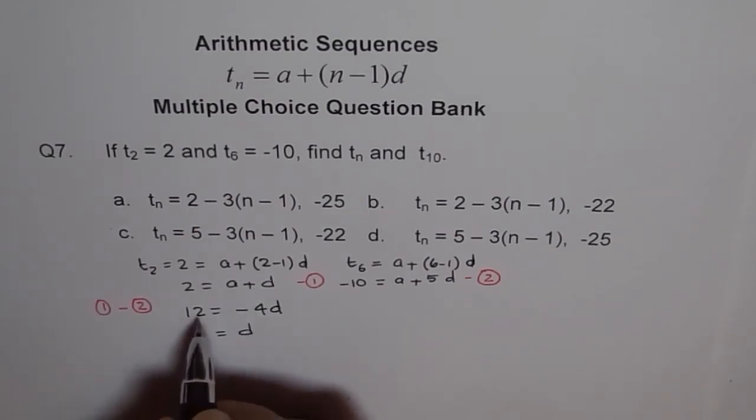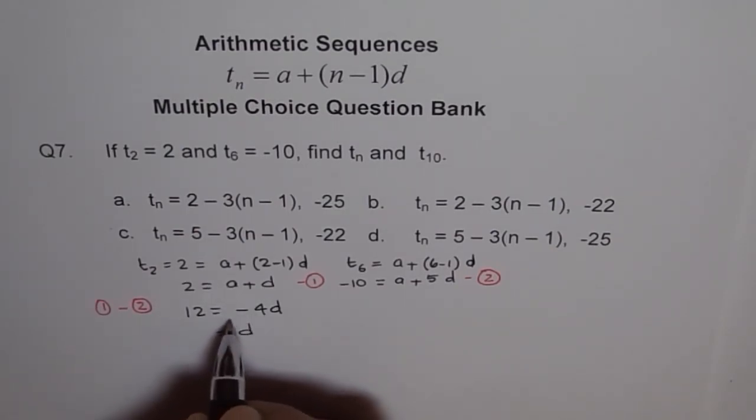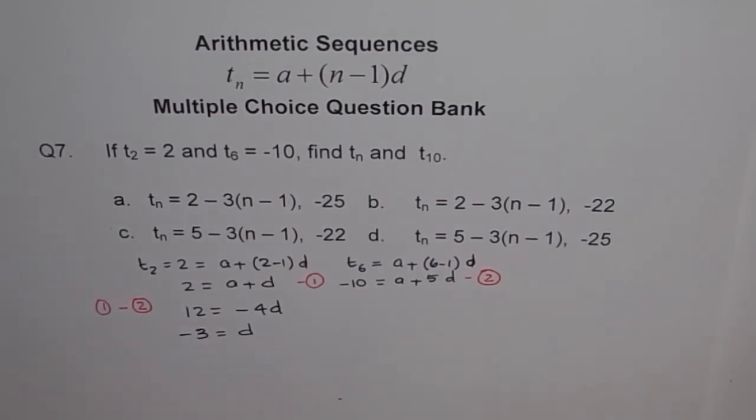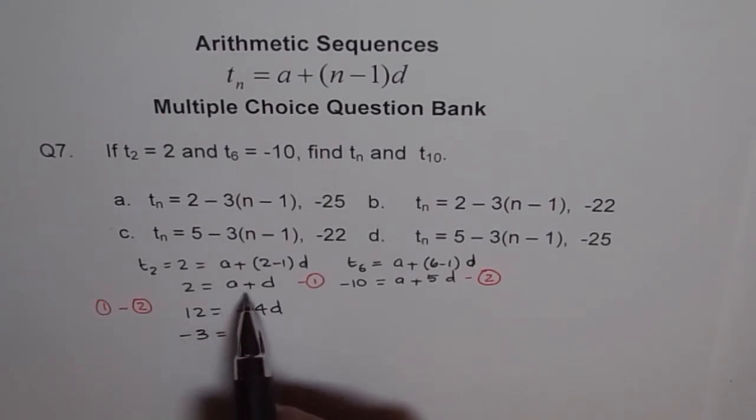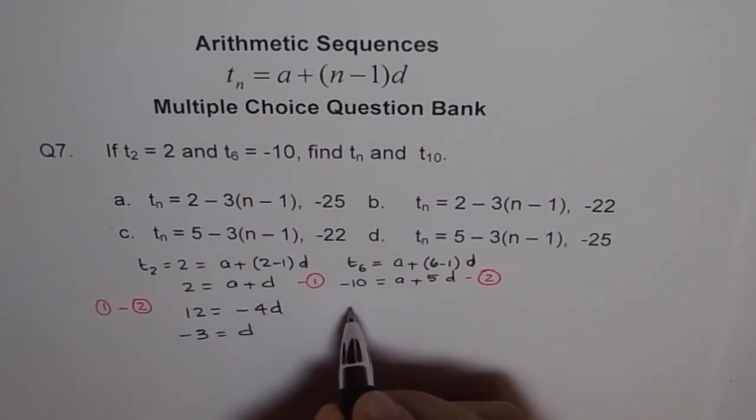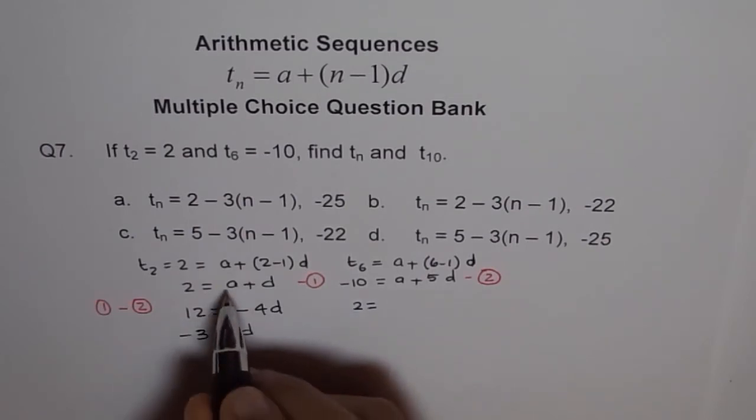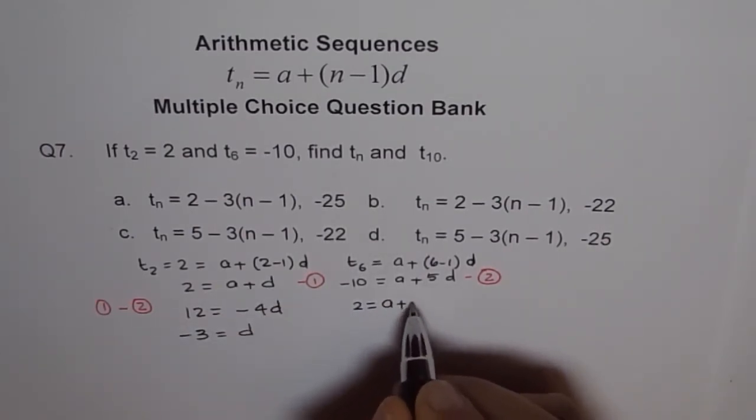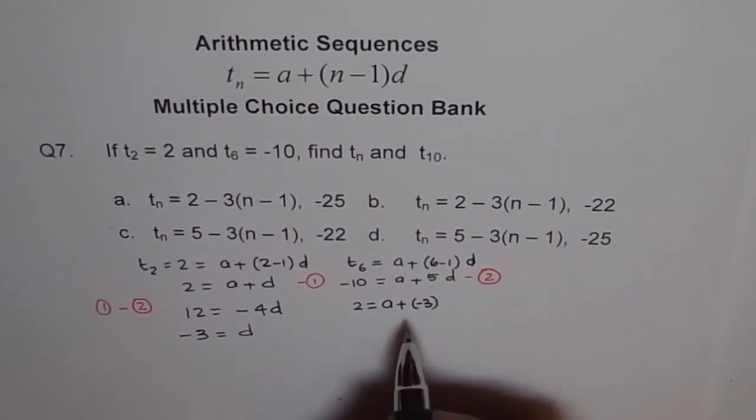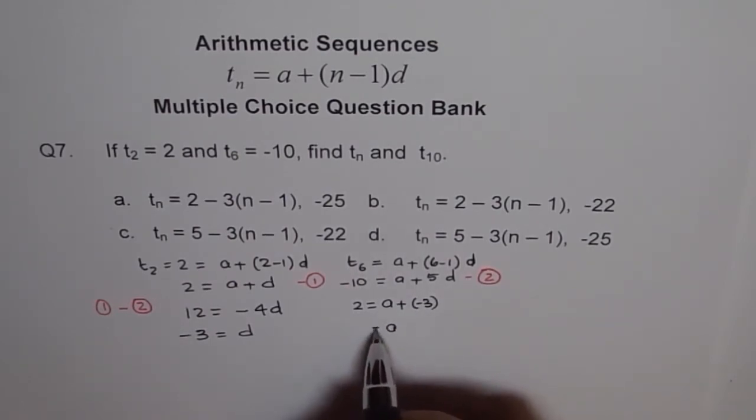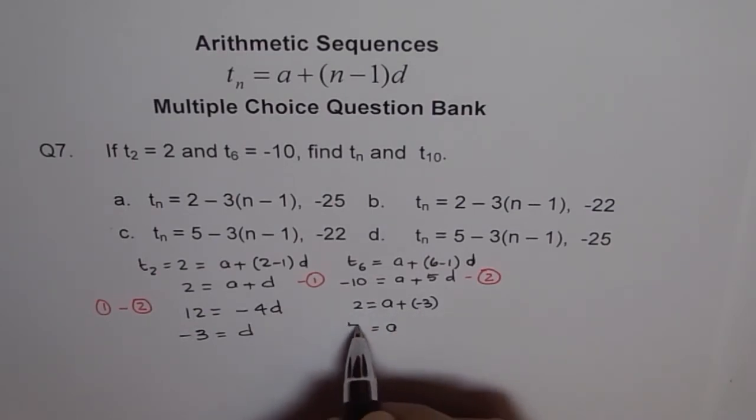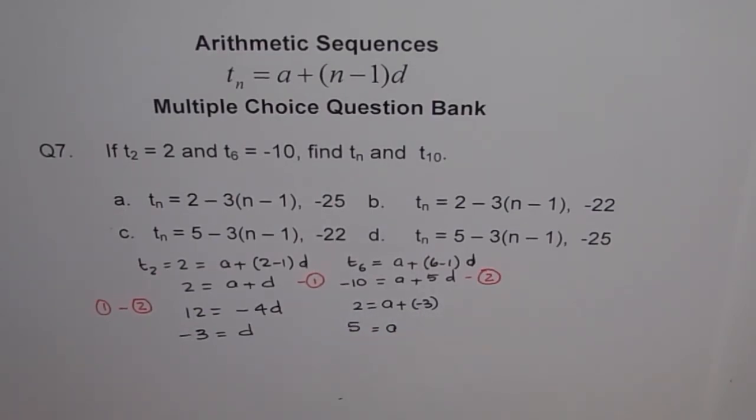Is that okay? And therefore, from here, we can divide both sides by minus 4 and we get d equals 12 divided by minus 4, which is minus 3. So we get d equals minus 3. Now to find a, I can use equation 1. So I have 2 equals a plus d, and d value is minus 3. Now I'll bring 3 this side, it becomes 2 plus 3, which is 5. So I get a as 5.